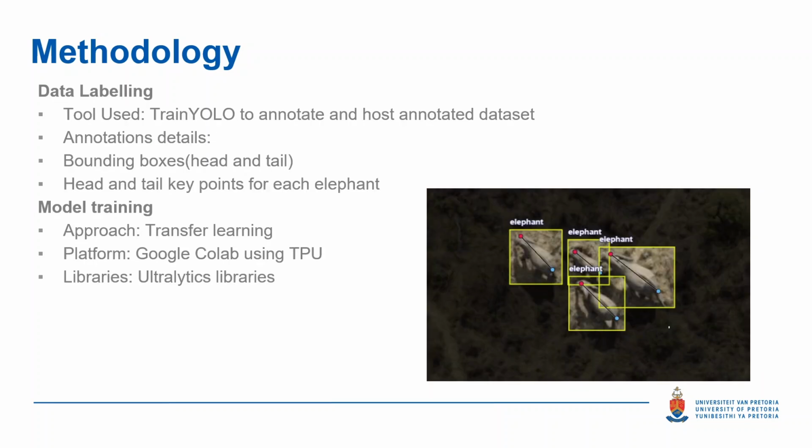For data labeling and training, we use TrainYOLO, which is an online platform for facilitating the labeling, training, and deployment of YOLO models. We annotated the images with bounding boxes, which we use for detecting the elephant in an image, and key points, which we use for measuring the elephant back length. For training of our model, we use transfer learning approach on Google Colab using Ultralytics YOLO libraries.